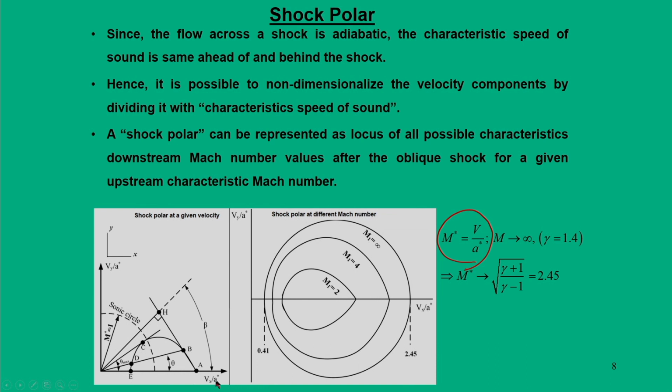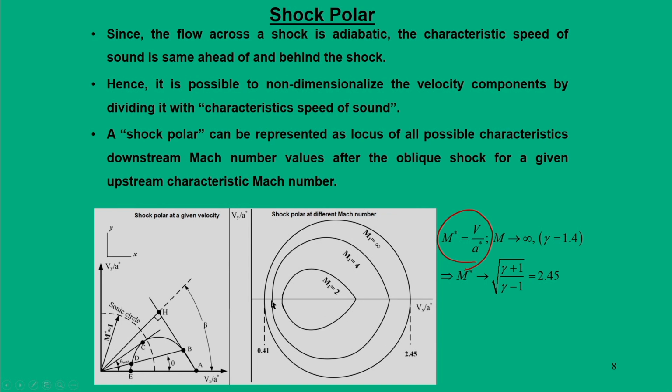That means Vx is divided by a star and Vy is divided by a star. It is a non-dimensional number, and based on that it becomes either Mx or My. The significance of this is that when the Mach number goes to infinity, M star goes to 2.45. That means a very high value of Mach number can be plotted as a shock polar. So, for us it is possible to have very high Mach numbers plotted as a shock polar.